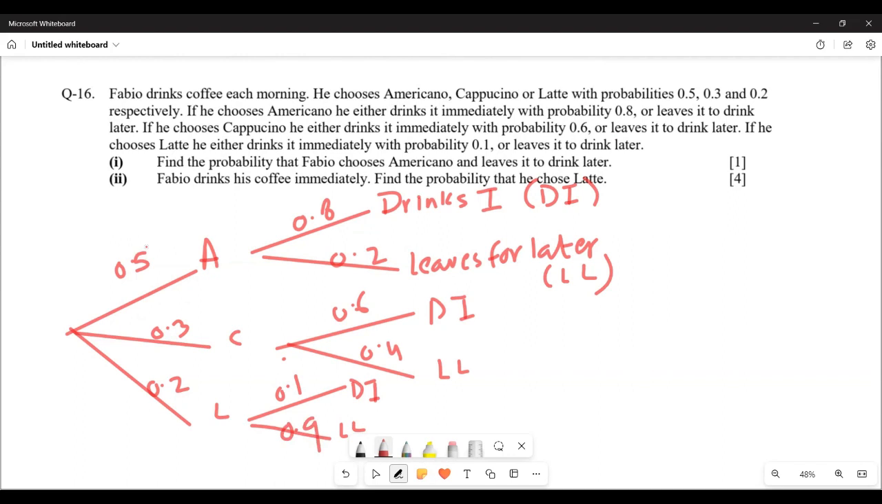Okay. Find the probability that Fabio chooses Americano and leaves it to drink later. So Americano and leaves it to drink later. This would be 0.5 times 0.2, which is 0.1.